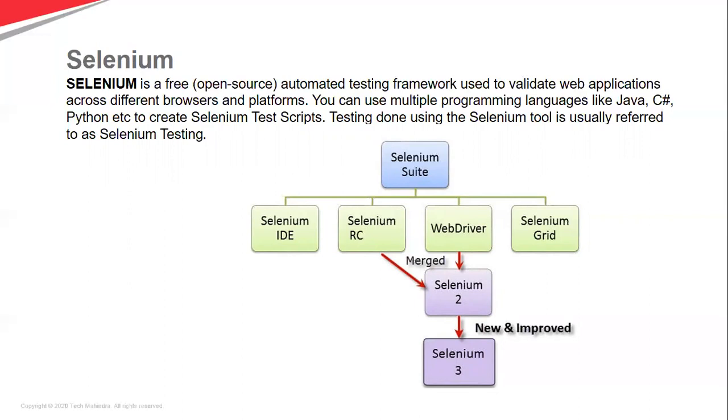What is meant by open source? Open source is a tool for which you don't require any client license. You don't need to pay any fees. Just download it and use it. It's free of cost. You don't need to pay any fees even to download the product. So Selenium is a free open source automated testing framework used to validate.